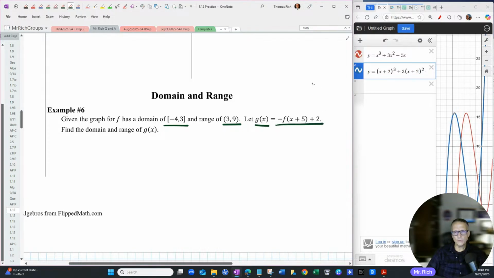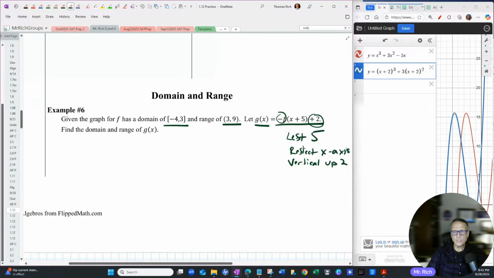So let's list out those transformations starting at the inside here. Replacing x with x plus 5 means that all of the function points are going to move left 5. Then that minus right there is going to reflect across the x-axis. And then lastly, there's going to be a vertical translation. We'll say up 2.